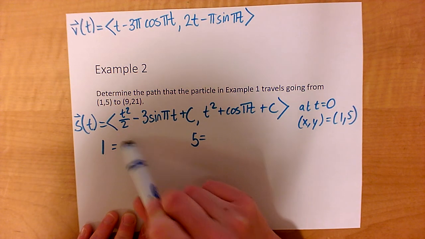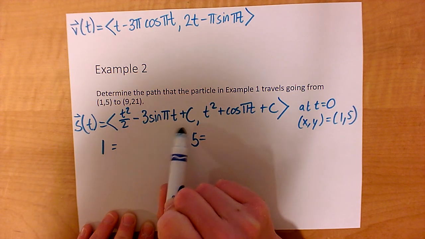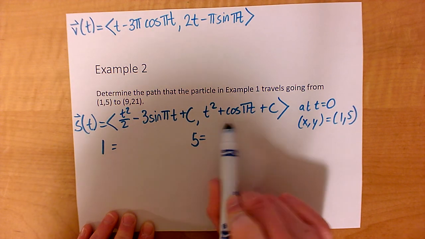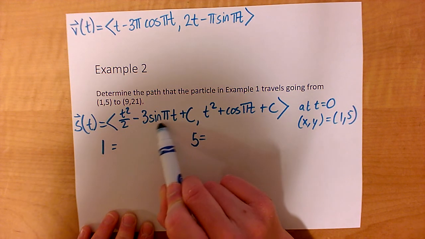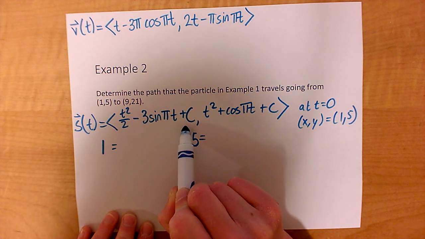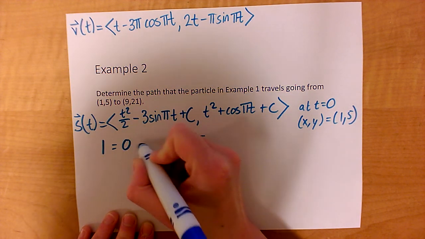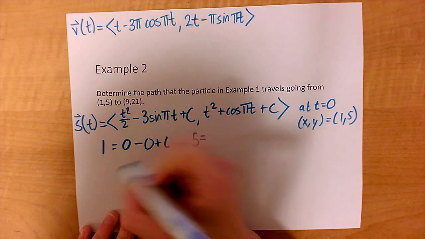Okay? And so what we have to do is plug 0 in for t to figure out what c is, plug 0 in here for t, and figure out what c is. And so if we plug 0 in for t here, well, the whole thing goes to 0, and then we're left with, so you have a 0 minus 0 plus c.